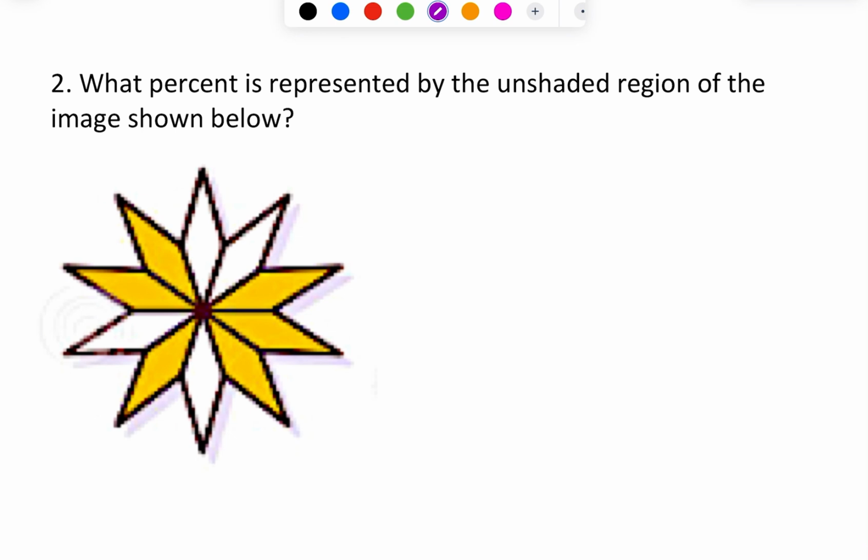So on your paper copy, it didn't really shade very well. So if you need to, you can go and shade in those pieces on your paper copy to make it look like mine. All right, so I need us to realize on this one, it said unshaded. So this is where they're gonna try to trick us. So we want the white pieces, all right?